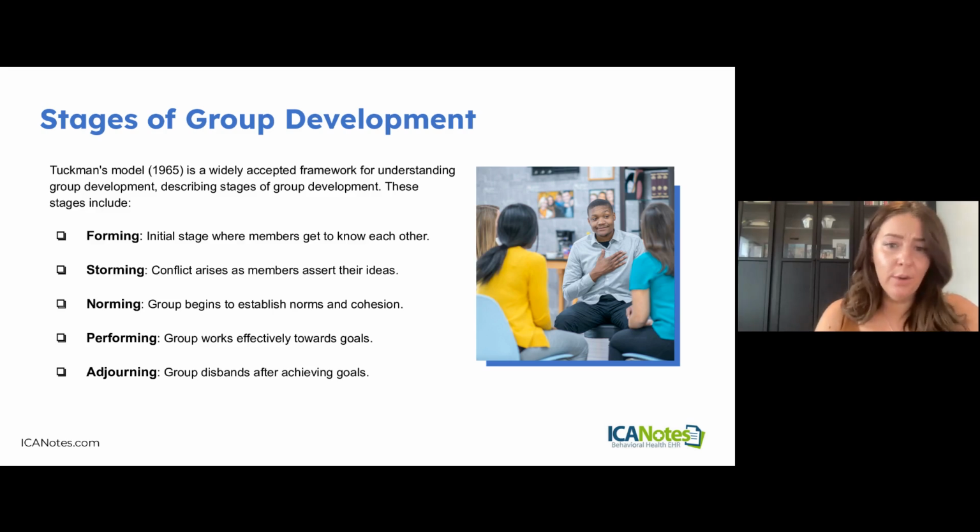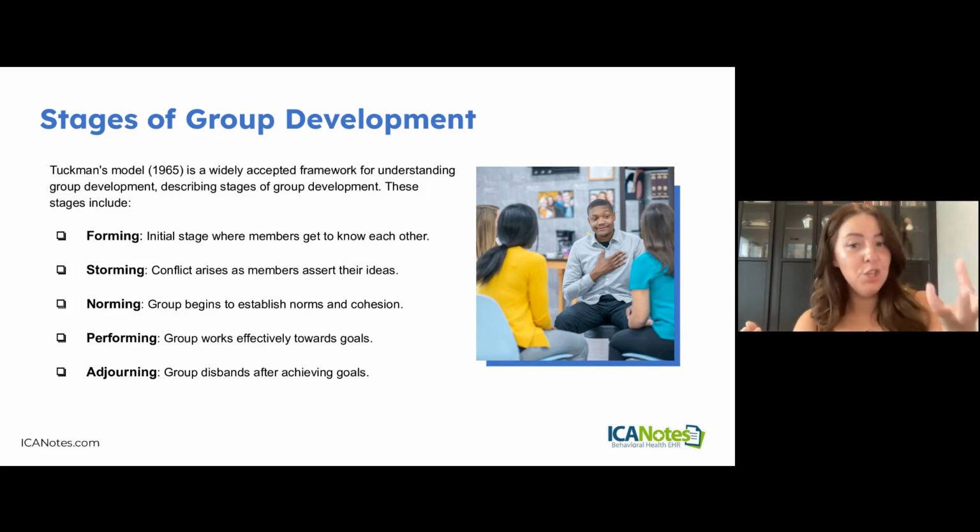Storming is absolutely going to happen. And I'm a big advocate of conflict. I think that within any group setting, it's going to happen. So expecting that it will, within reason, but trusting that the group members you've selected can participate in that conflict in an appropriate way, and trusting that you can help facilitate that conflict resolution is essential.